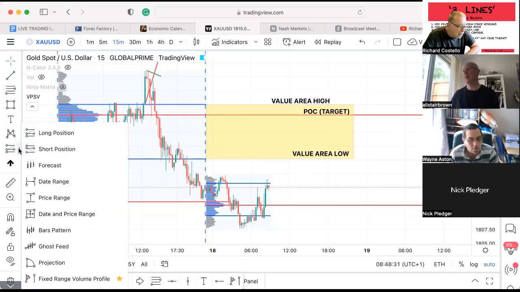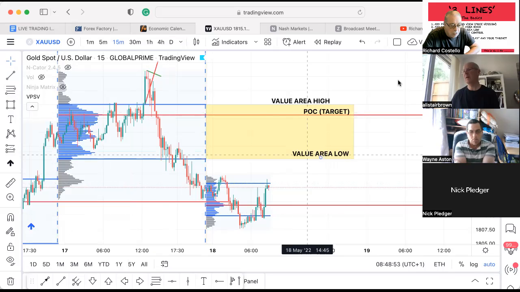If you click on that, you get a drop down menu, and the very last item on there is fixed range volume profile, which you can use in place of this paid for version. I'll do that later. If we get time, I'll show you how to put that on, but I'm going to continue with what I've already set up.